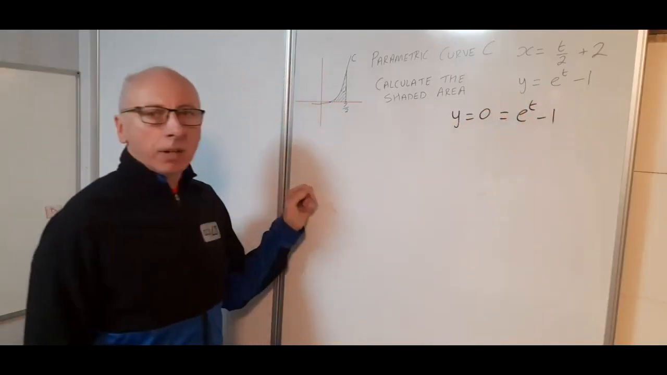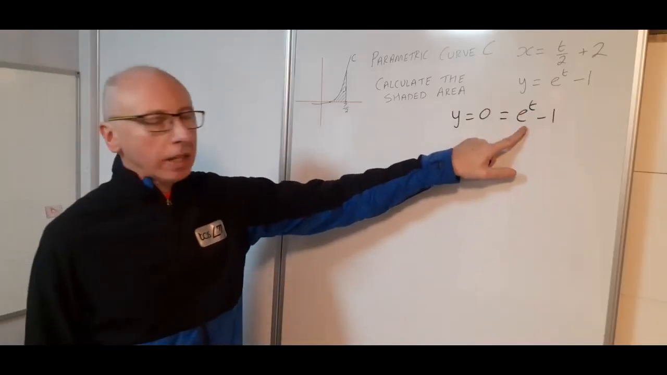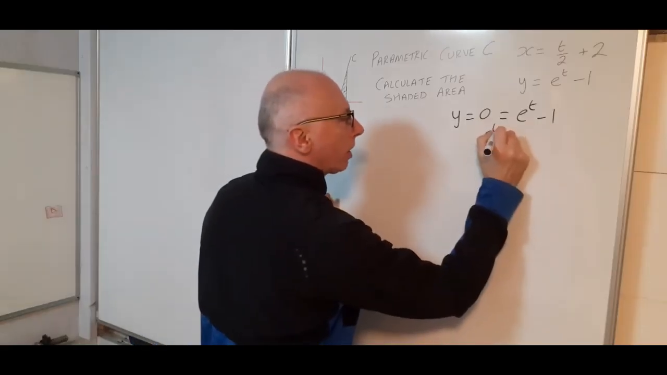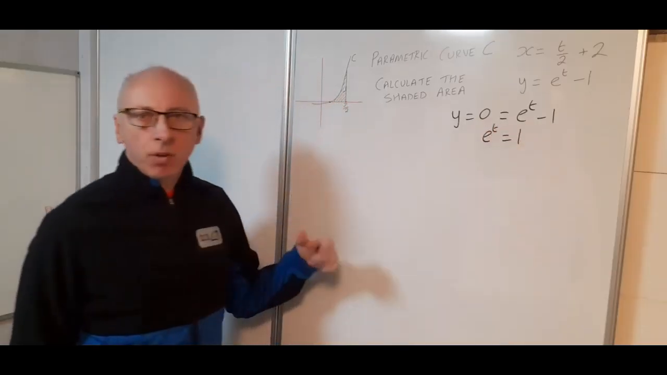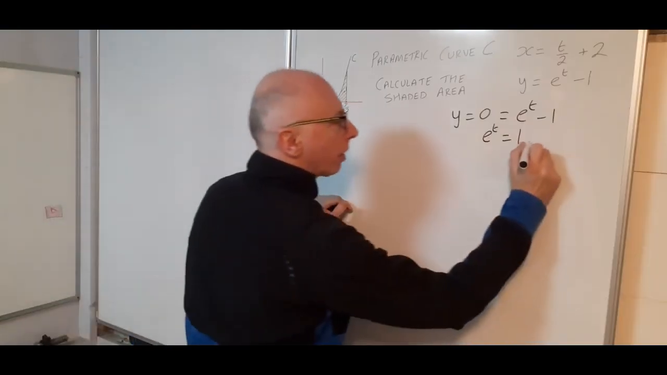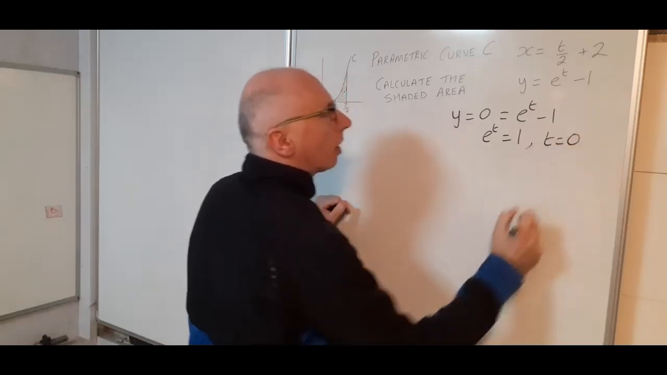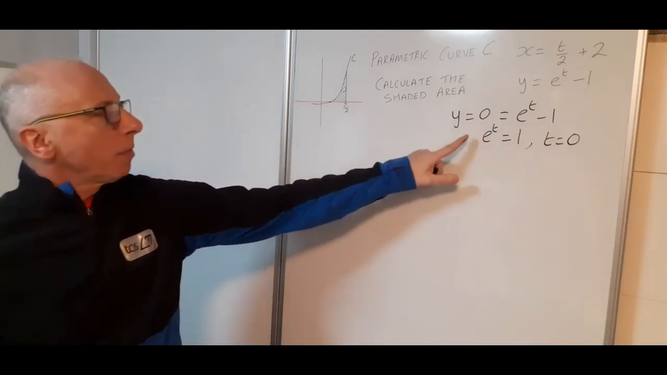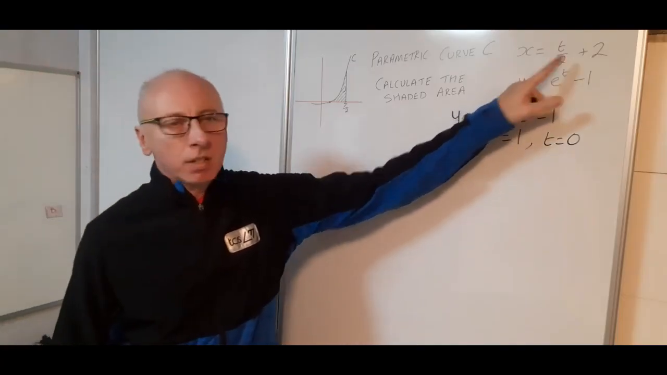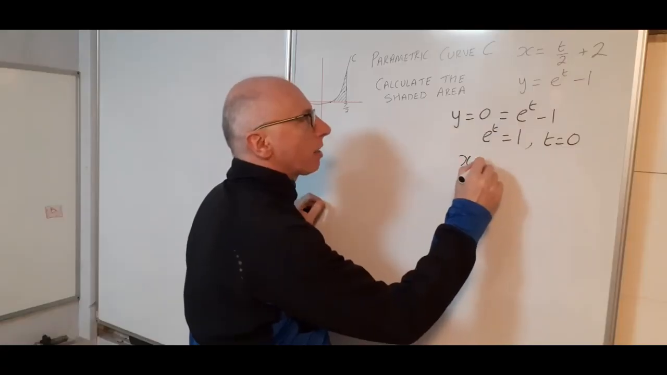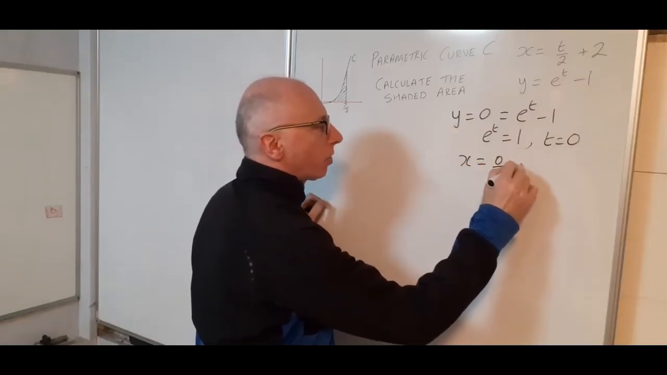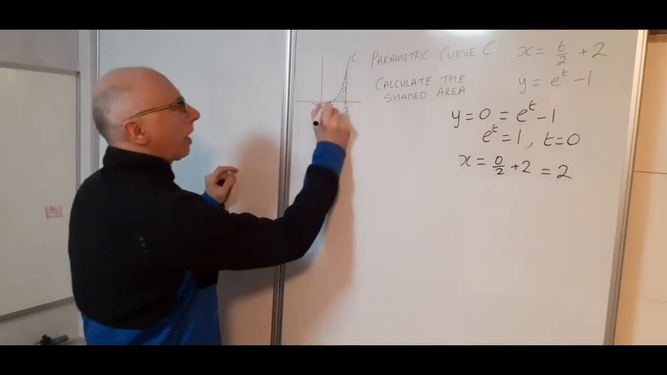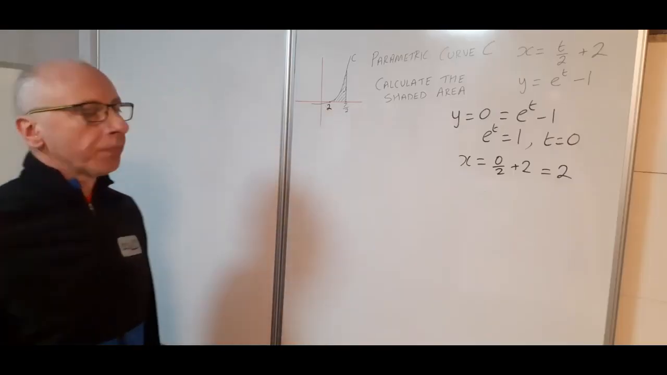Okay, now if we can solve for t, that would be a start. So e to the t equals 1, if I bring this over. So e to the t equals 1. Therefore, that means t must equal 0. Okay, if t equals 0, I can find my x coordinate by plugging t into here. So x equals 0/2 plus 2. So that obviously is equal to 2. So this point here is x equals 2.